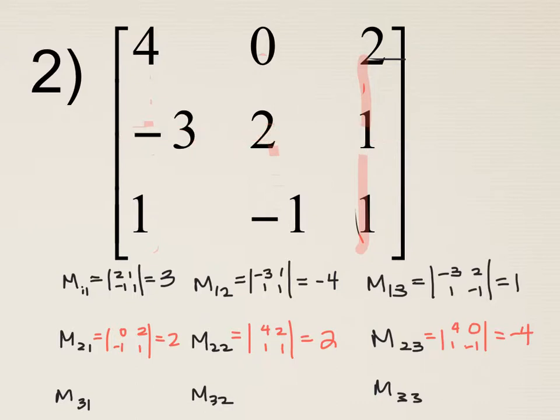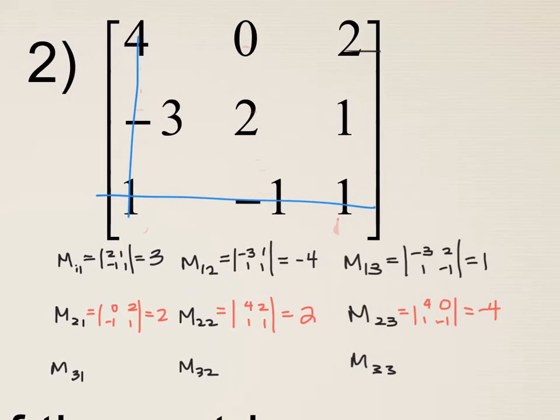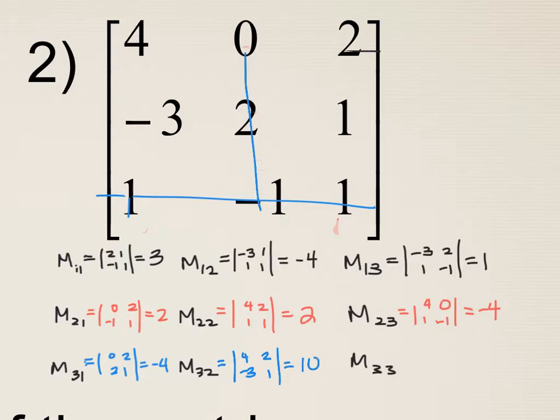Then I repeat the process again for row 3. So this time I'm canceling through row 3 and column 1 for the first one. And what's left is 0, 2, 2, 1. That's 0 minus 4, which is negative 4. Then row 3, column 2. That leaves you with 4, 2, negative 3, 1. That's 4 minus a negative 6, which is 10.